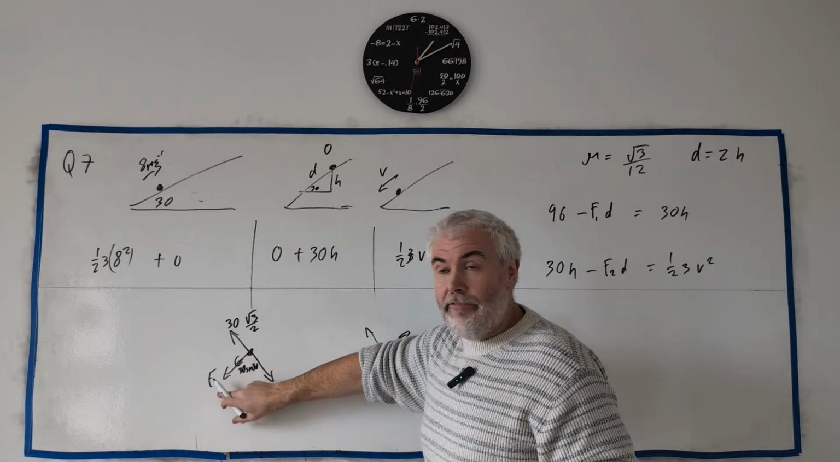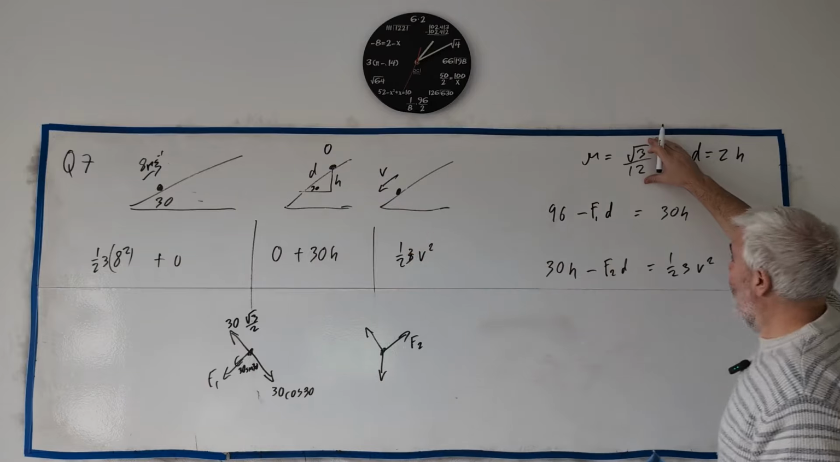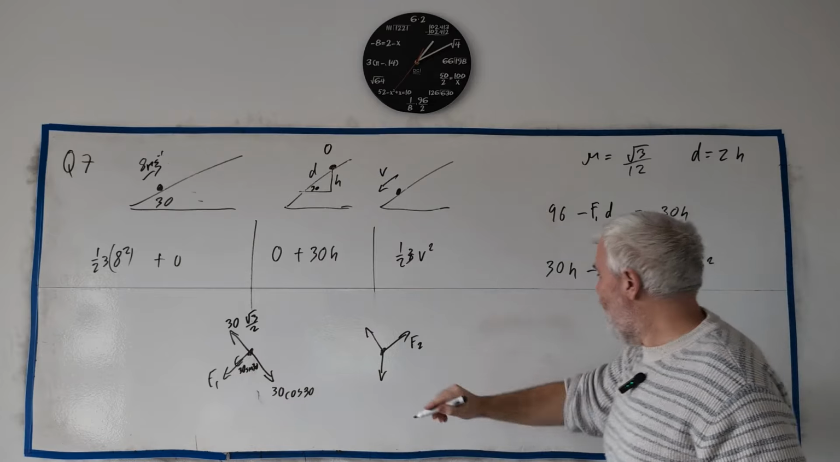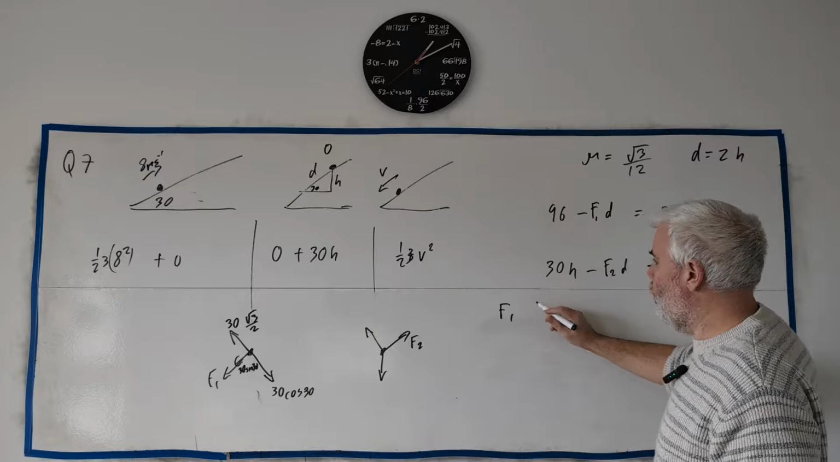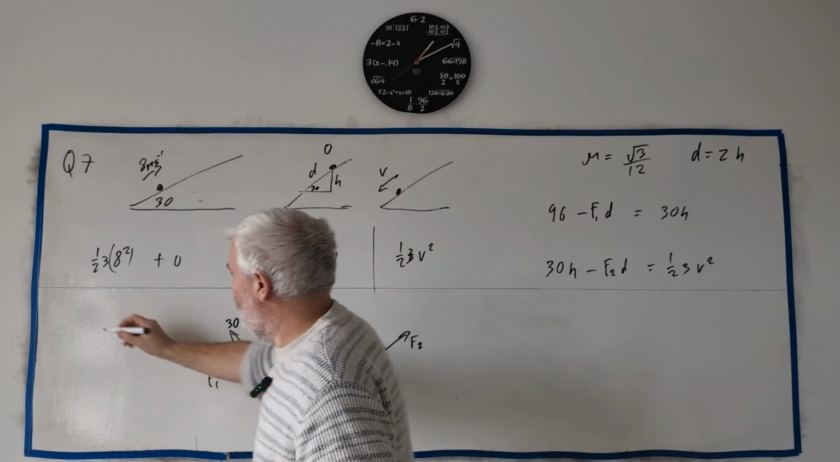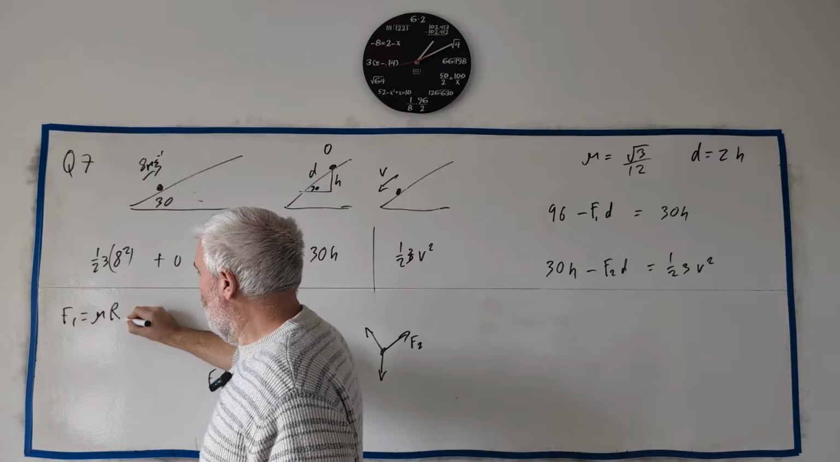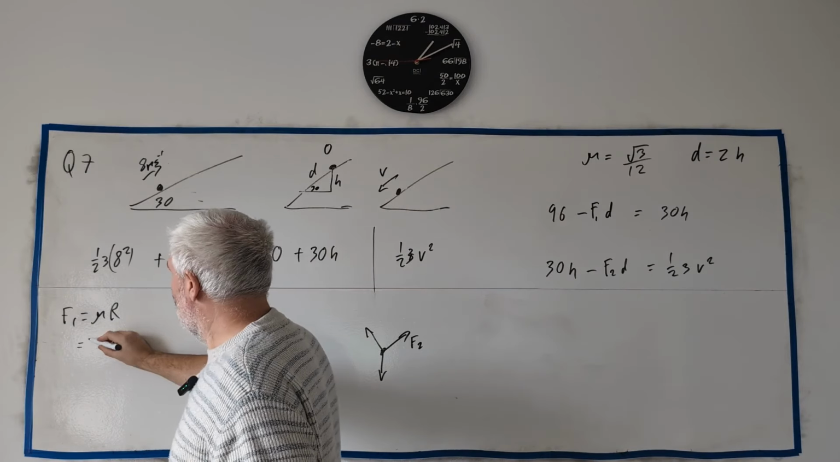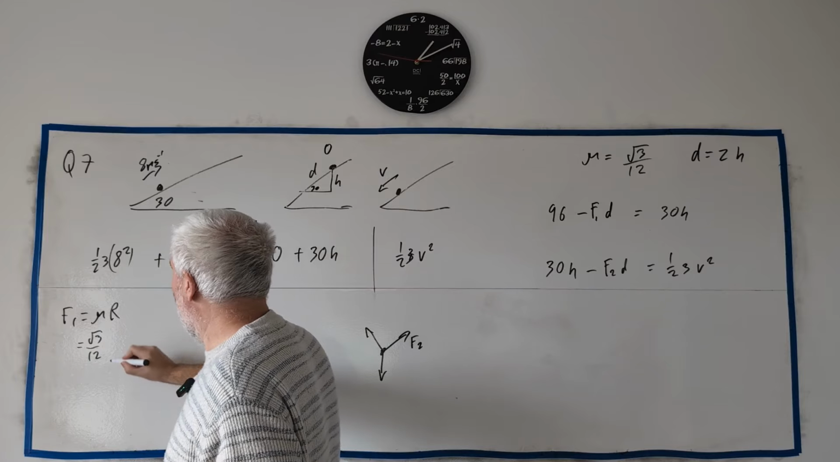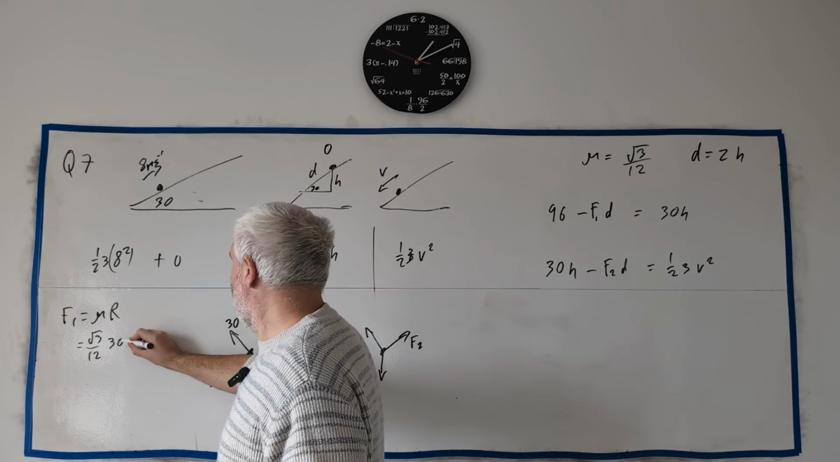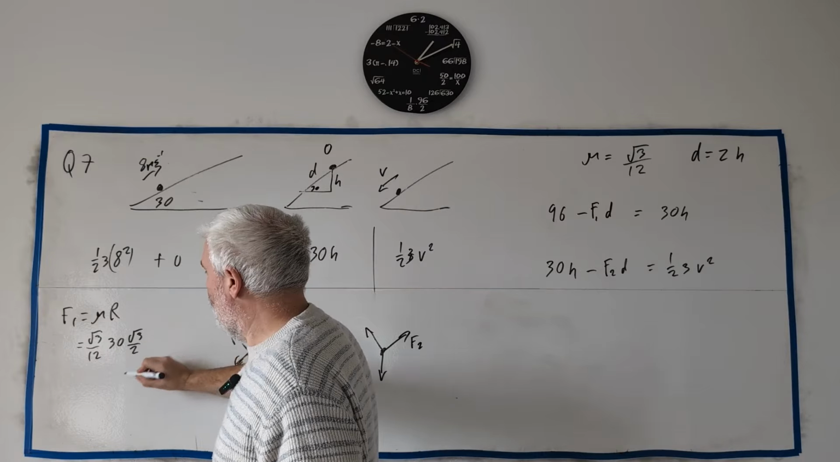And that gives me F, because remember I have the coefficient of friction. So this F1, let me put it over here. I don't want it in the way. F1 is equal to the coefficient of friction times R, which is equal to square root of 3 over 12 times 30 times square root of 3 over 2.